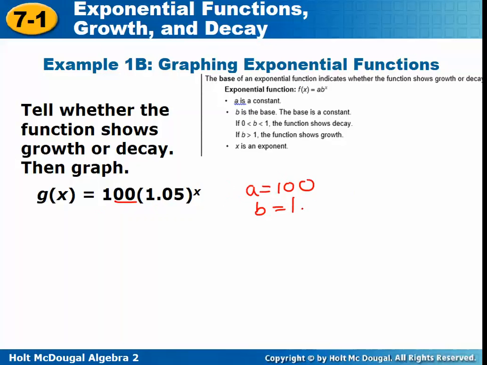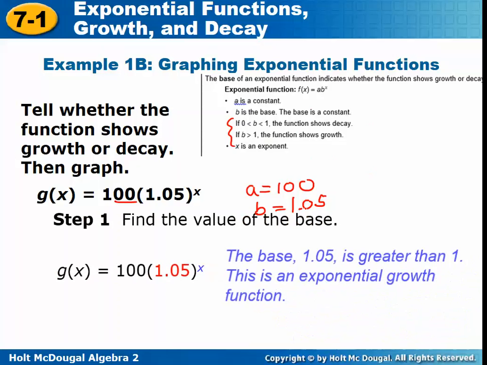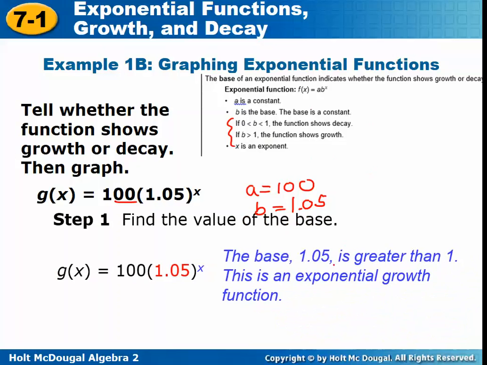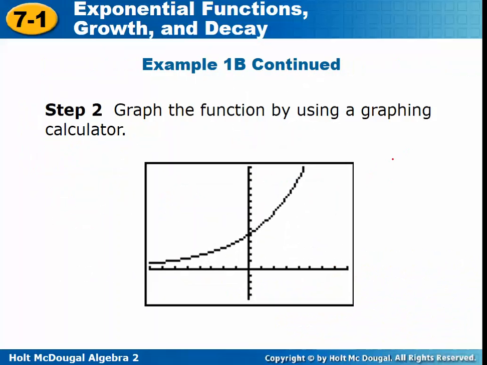And B, remember, is the one that you have to look at in order to tell if it's decay or growth. In this case, since 1.05 is greater than 1, this is an exponential growth function. You can graph, again, using a table, or you could use a graphing calculator. This is like an example from a TI-84 or TI-85, whatever you have for a graphing calculator. And it would look like this.